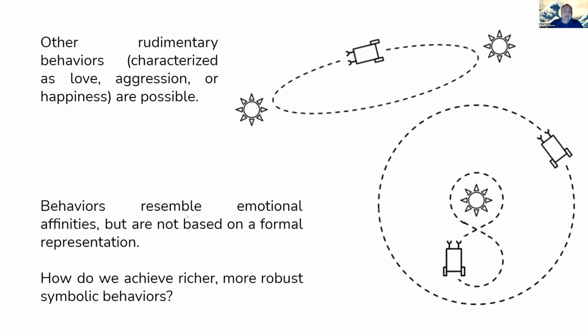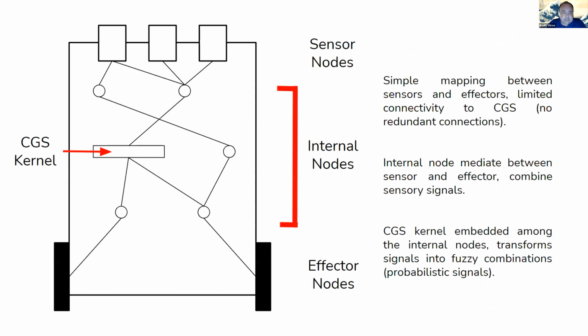And in the book, he even argued that they resemble emotional affinities, but this isn't based on a formal representation. This is just something that was interpreted from the behaviors. But how do we achieve a richer, more robust set of symbolic behaviors that might actually give us something like emotional affinities? And so we've taken this Braitenberg vehicle and made a developmental version.